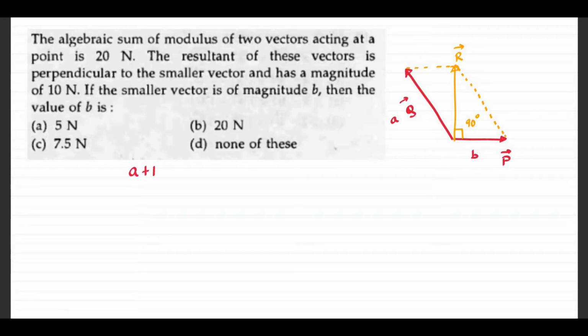Okay, so in this question, say we have a vector P and we have a vector Q such that this is the resultant R, making 90 degrees with the smaller vector. Okay. Now please pay attention here. Say magnitude of this is A and magnitude of this is B. So it is given that A plus B is equal to 20. This is first.